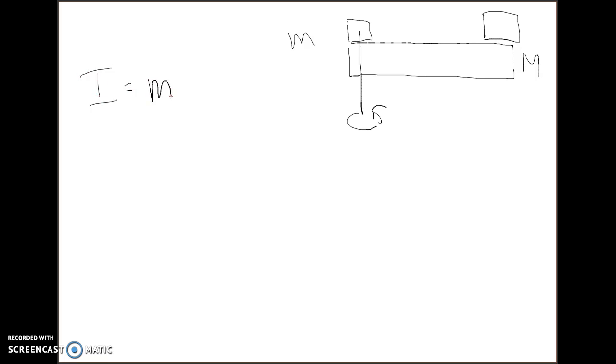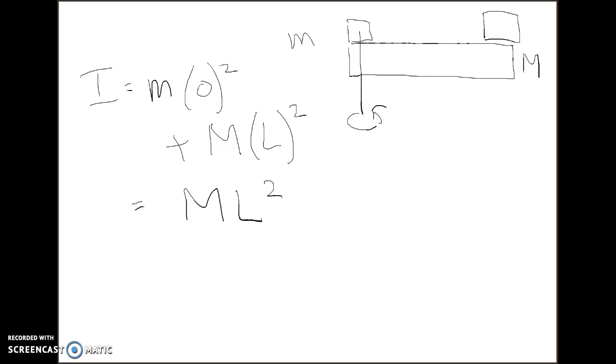Now the little m is at 0 and big M is the full distance L away from the center. So now our moment of inertia is big M L squared. So you should think about how that compares to the answer we got previously, right? Okay, so let's see.